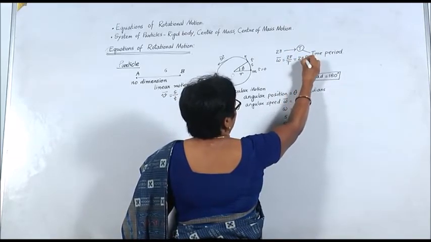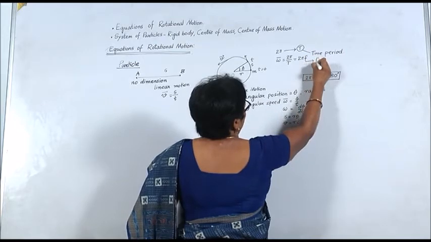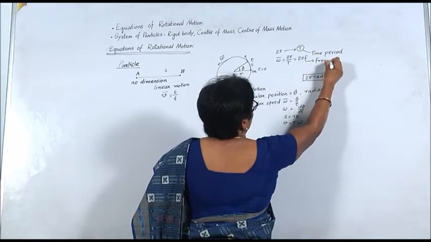These things you have already read, so I am not going into the details. F is here frequency, number of cycles per unit time.